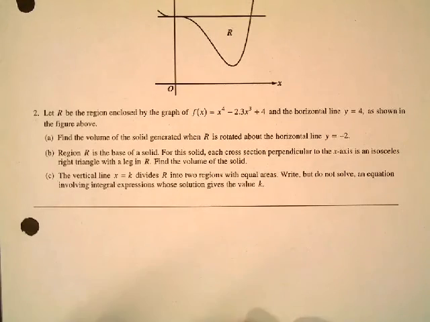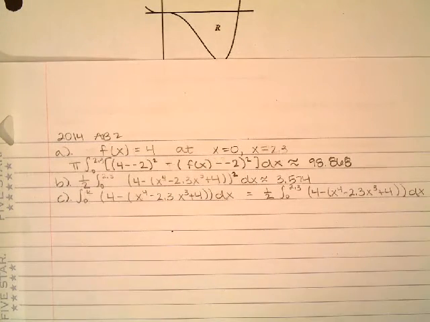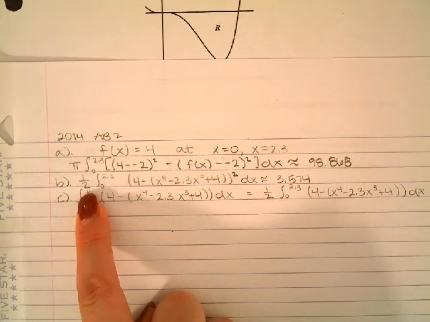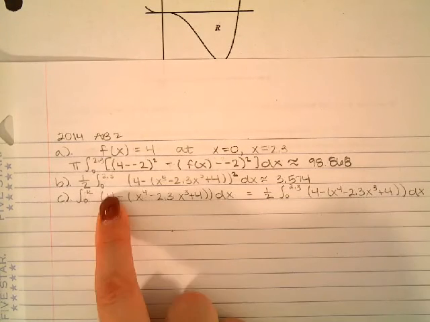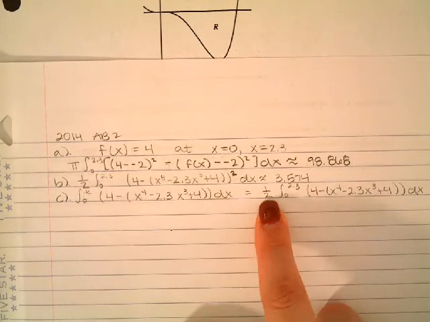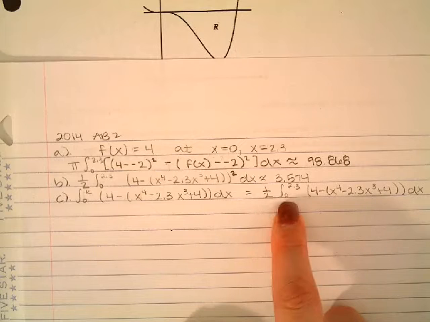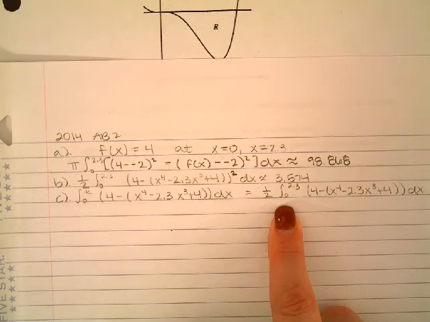Yes? Okay. The vertical line x equals k divides R into 2 regions with equal areas. Write but do not solve an equation involving an integral expression whose solution gives the value of k. These are not my favorite because they're kind of nitpicky on these. So I wrote the integral from 0 to k of top minus bottom equals 1/2 times the integral of 0 to 2.3. So that's me showing that 0 to k would be exactly half of the area.